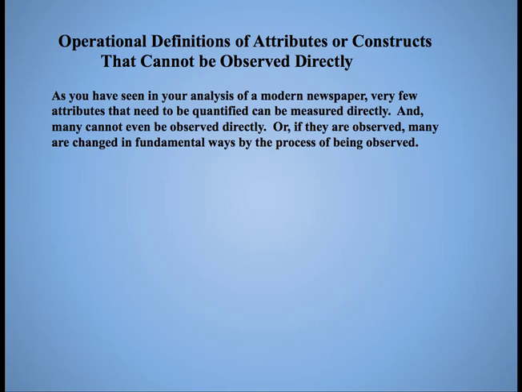This video is about operational definitions of attributes or constructs that cannot be observed directly. As you have seen in your analysis of a modern newspaper, very few attributes that need to be quantified can be measured directly. And many cannot even be observed directly. Or, if they are observed, many are changed in fundamental ways by the process of being observed.